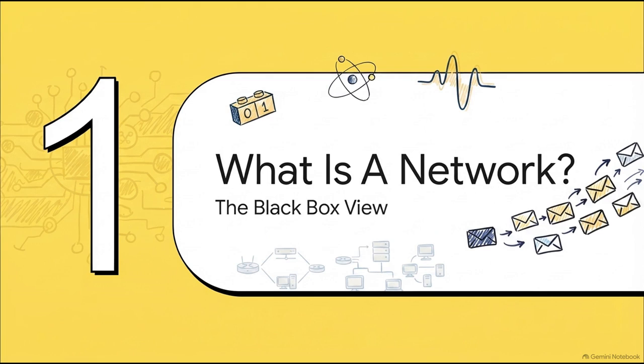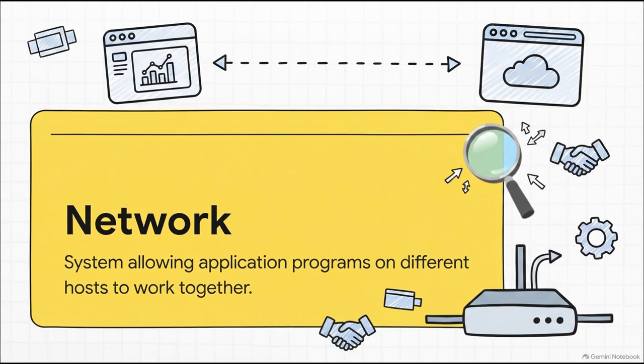All right, part 1. What is a network? The black box view. Let's just go ahead and define the absolute most fundamental building block of our digital world. So, a network. I know it can sound like a really complex, highly technical buzzword, but honestly, the actual definition is beautifully simple. A network is just a communication system that allows application programs on different hosts to work together. That is its core purpose. It's not just about flashing lights in a server room or endless tangled cables. It's literally just about allowing different software programs to collaborate seamlessly.